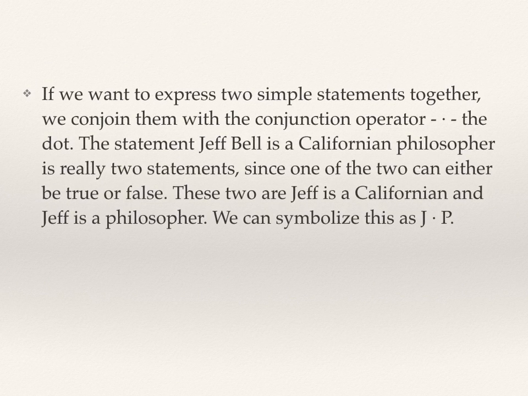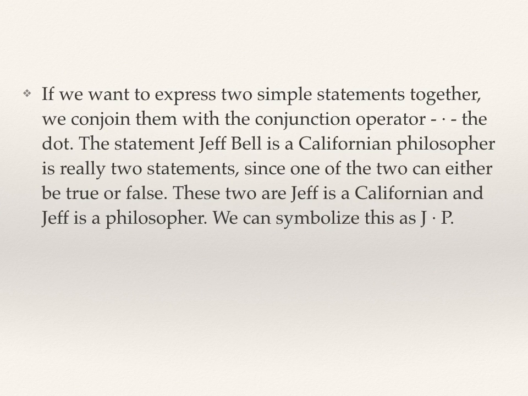Okay, so let's go on and talk about the other operators. If we want to express two simple statements together, we conjoin them with a conjunction operator, the dot. The statement, Jeff Bell is a Californian philosopher, is really two statements, since each can be either true or false. These two are Jeff is a Californian and Jeff is a philosopher. They both happen to be true, so the conjunction, J and P, happens to be true as well.